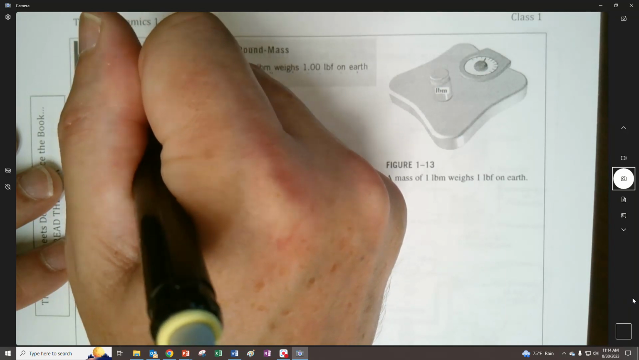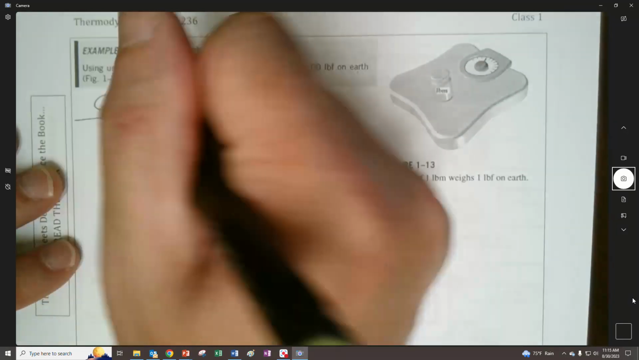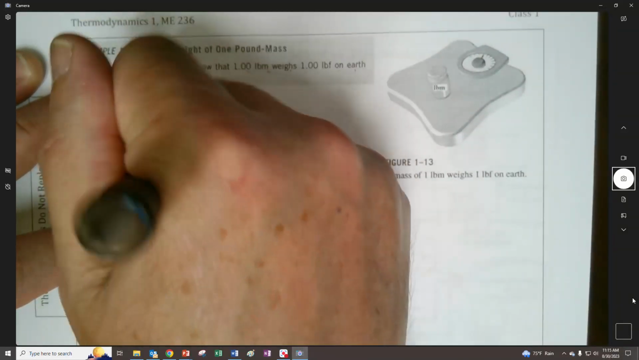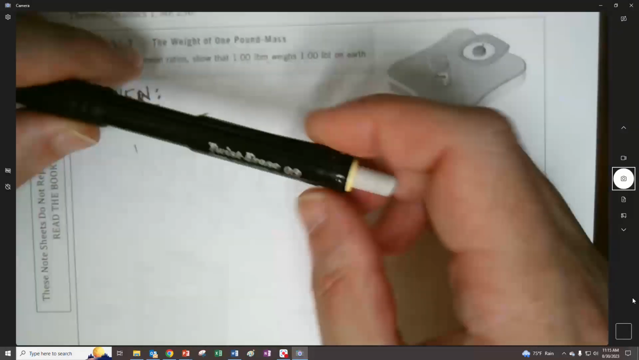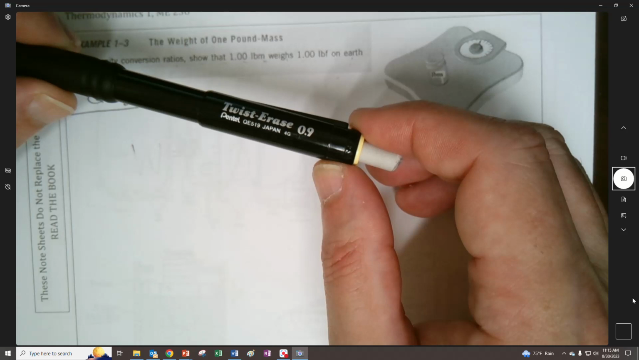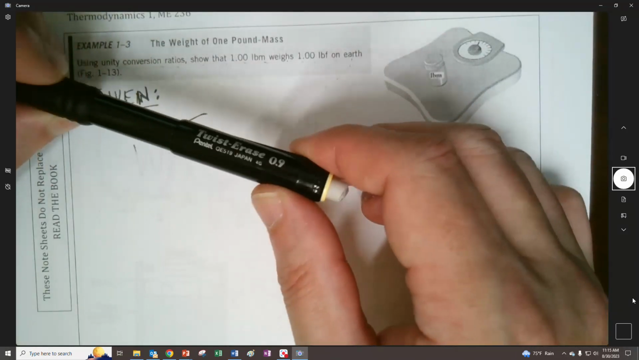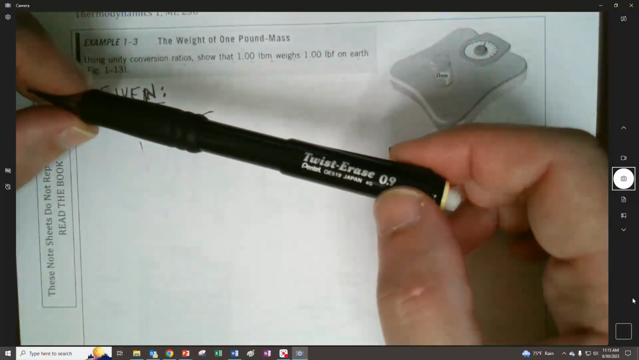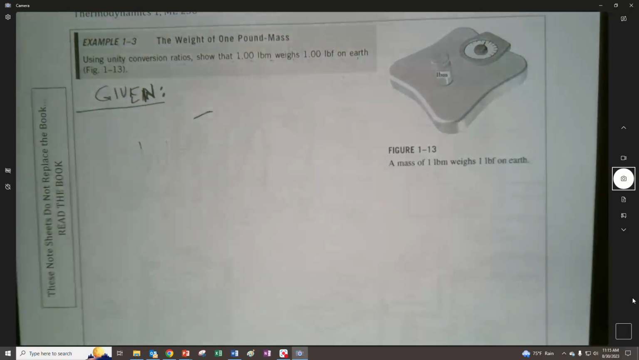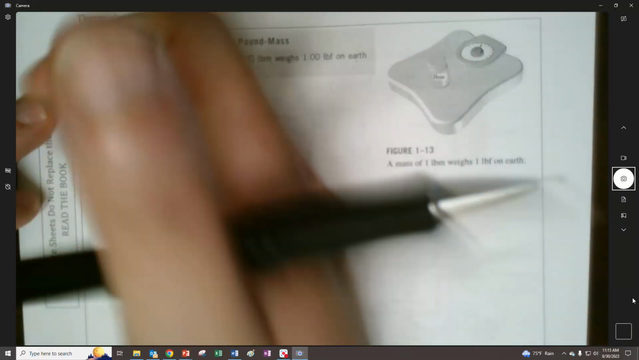Given. I just really butchered given. By the way, my favorite pencils are the Twist Erase 0.9 from Pentel. The Twist Erase right here. These are 0.9s. 0.9 is very nice because it's a thick lead that doesn't break. It's an excellent thing. Let's see, what was I writing? Oh, I left the whole thing there.